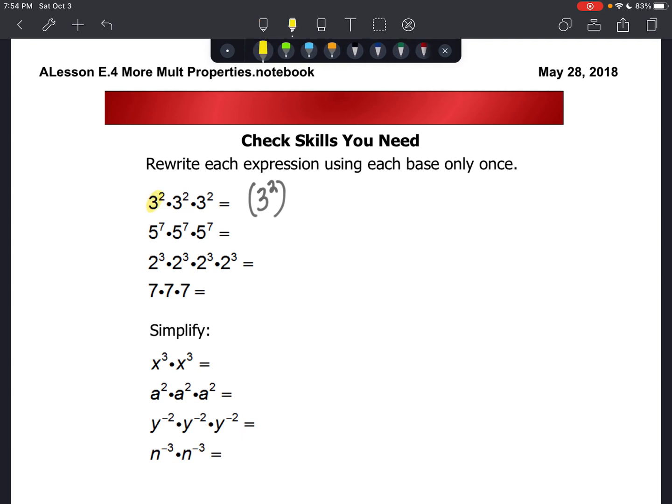Our base is 3 squared. Once, twice, 3 times. So our base of 3 squared is going to be multiplied by itself 3 times. And that's it. So what's our base in the next one?